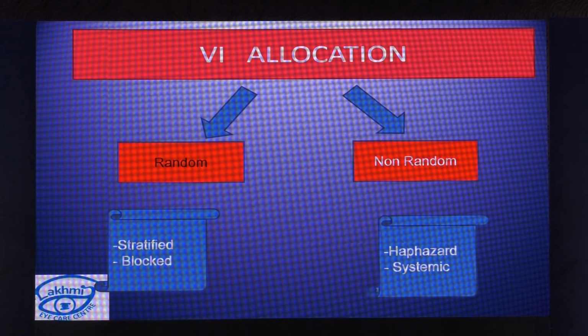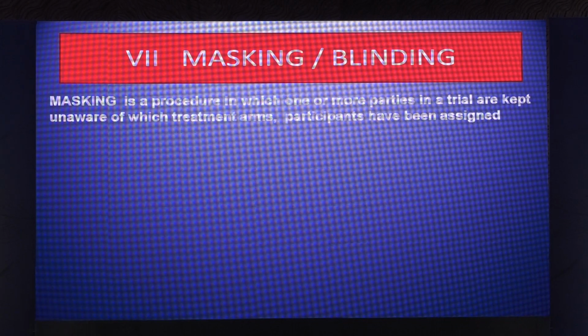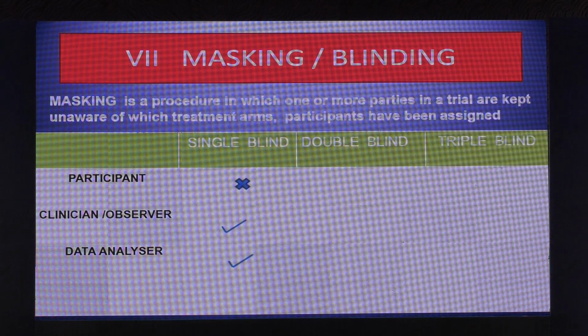In the allocation group, there are two types: random and non-random. Random may be stratified and blocked, and non-random may be haphazard or systematic. What is masking or blinding? It is a procedure in which one or more parties in the trial are kept unaware of which treatment arms participants have been assigned. In a single-blind study, the participant doesn't know. In a double-blind, the participant and the clinician observer don't know. In a triple-blind, even the data analyzer doesn't know the treatment arms.